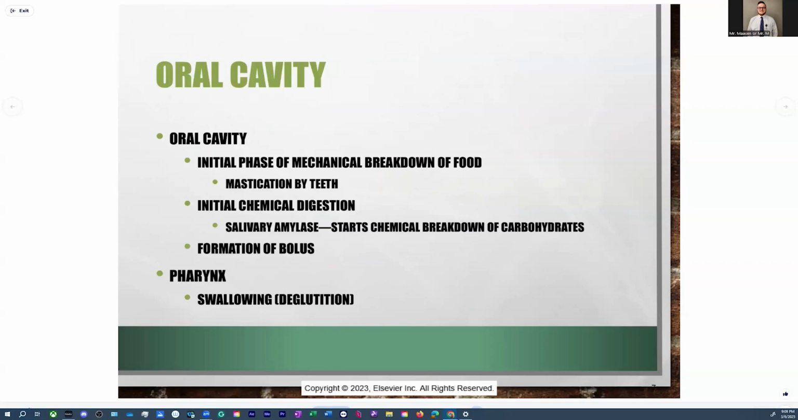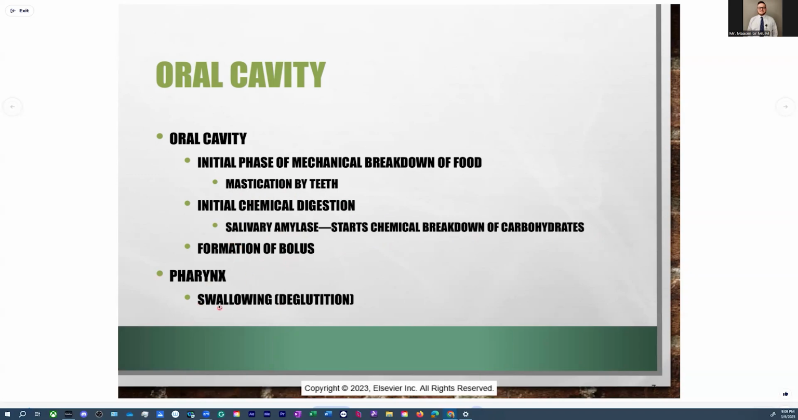Oral cavity, this is again where digestion starts, in the mouth. We have mastication, excuse me, mastication by the teeth. The teeth mechanically break stuff up. And we have saliva that contains amylase and lipase that starts to break things down chemically, especially carbs. And this forms the food bolus, this kind of slodge of softened food wet from saliva.